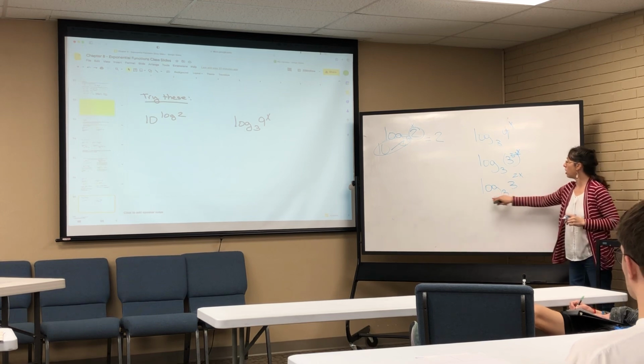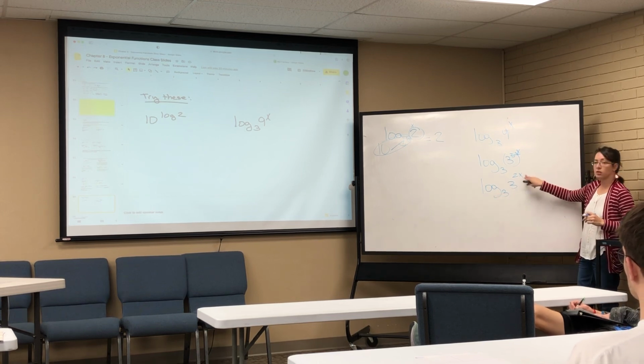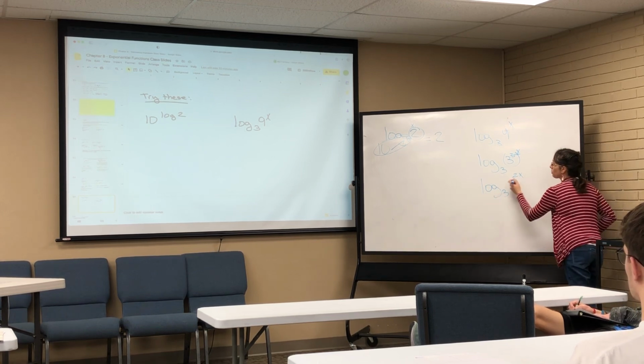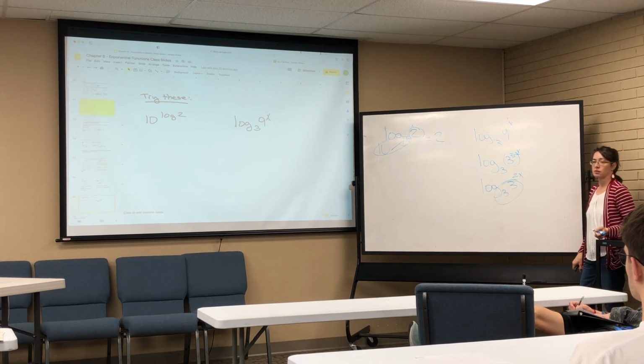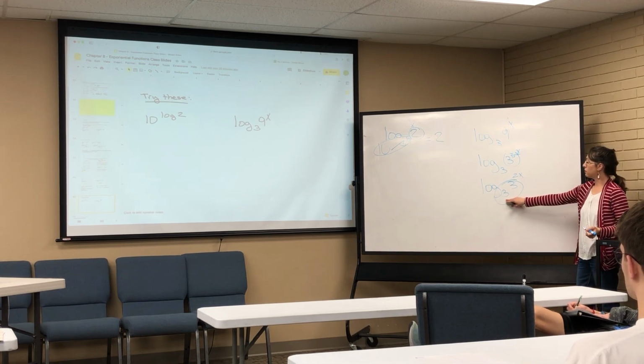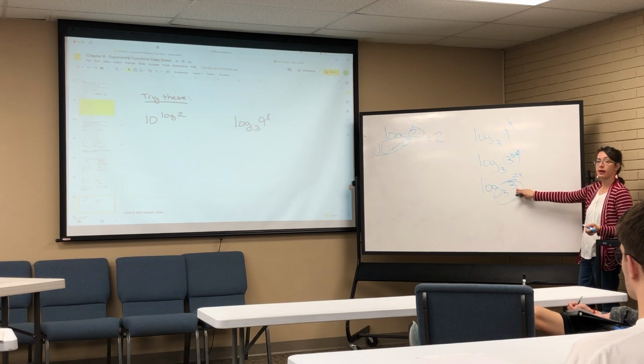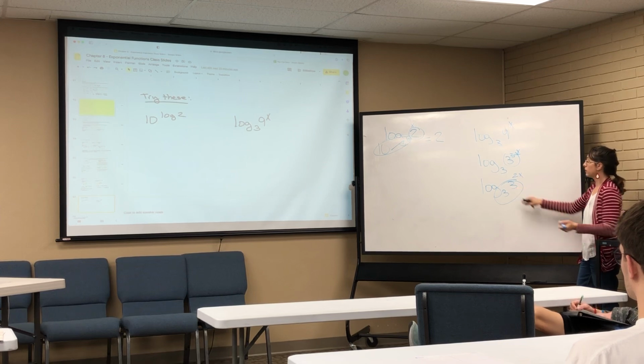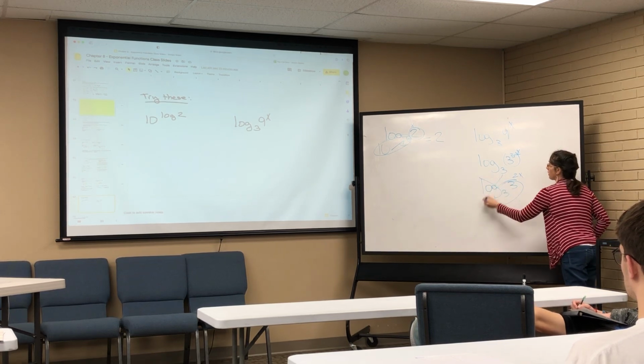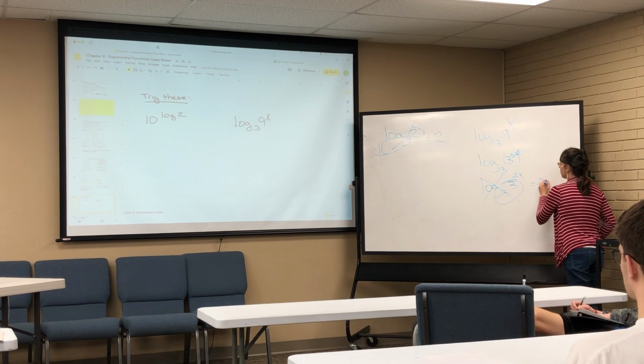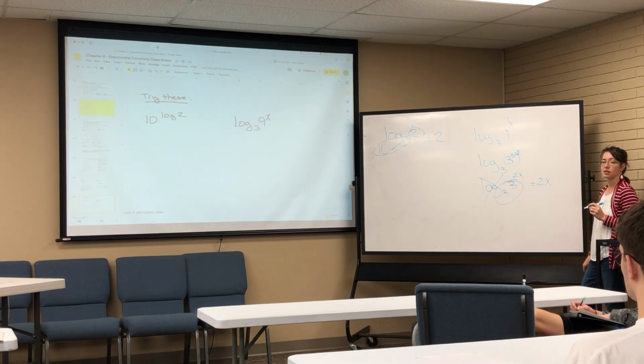So now I have log 3 of 3 to the 2x. My 3's match. My base of my log and my base of my equivalent value match. This cancels out, and my answer is simply 2x. It's the x value. Okay.